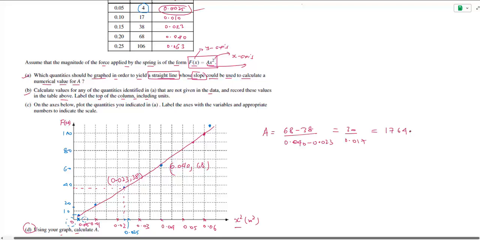Why are you carrying out a wrong calculation? 1304.35. Alright, it is 1.7 into 10 raised to power 3 Newton per meter square. This will be the value. Because we are interested in calculating the slope, so that's very simple.